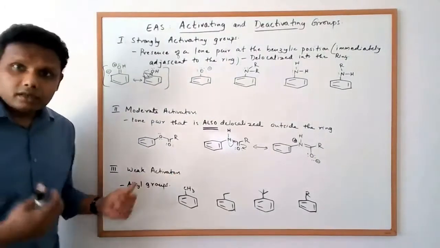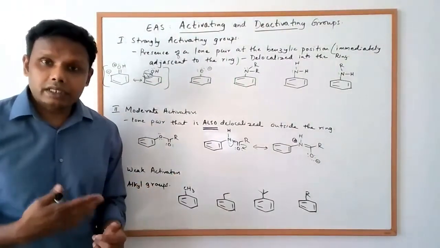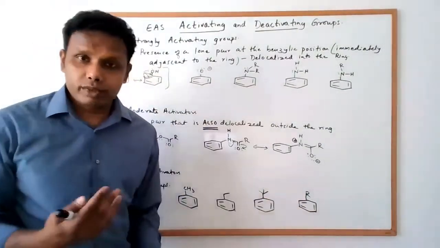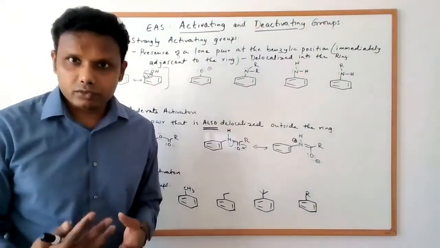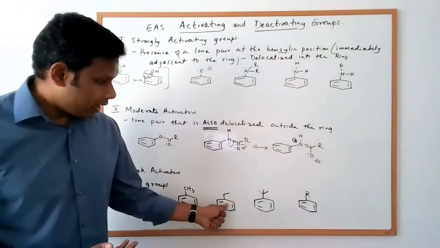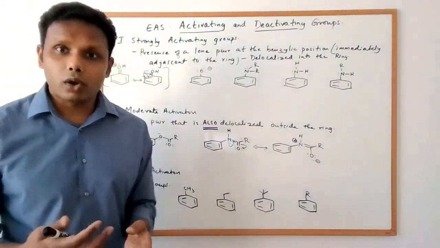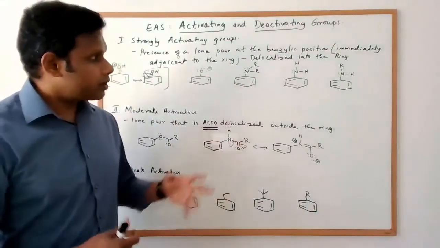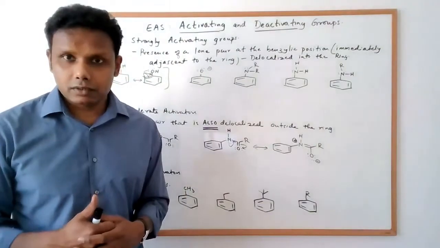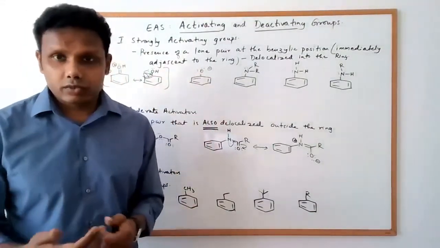Then we have weak activators. Weak activators are compounds containing alkyl groups. So any R group on a benzene ring would be treated as a weak activator. So toluene, which has a methyl group, ethylbenzene, tert-butylbenzene, these are all alkyl groups and they're all weak activators as far as electrophilic aromatic substitution is concerned. Okay, so those are the three categories of activators.